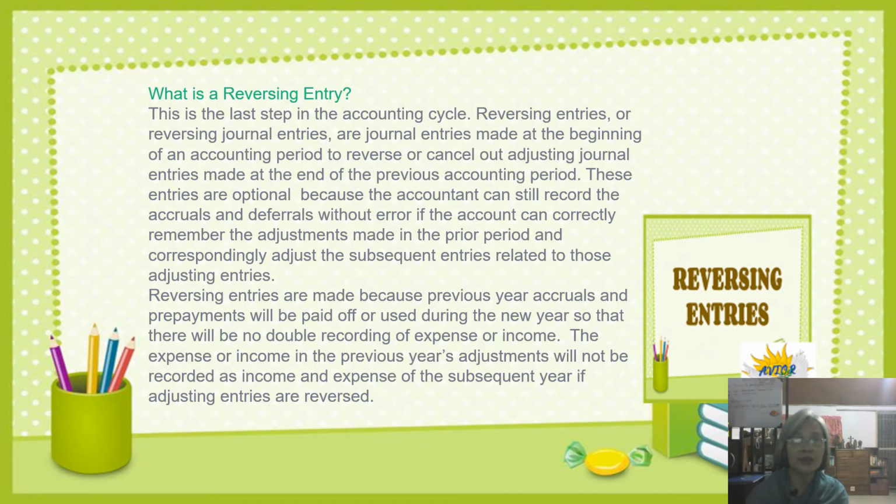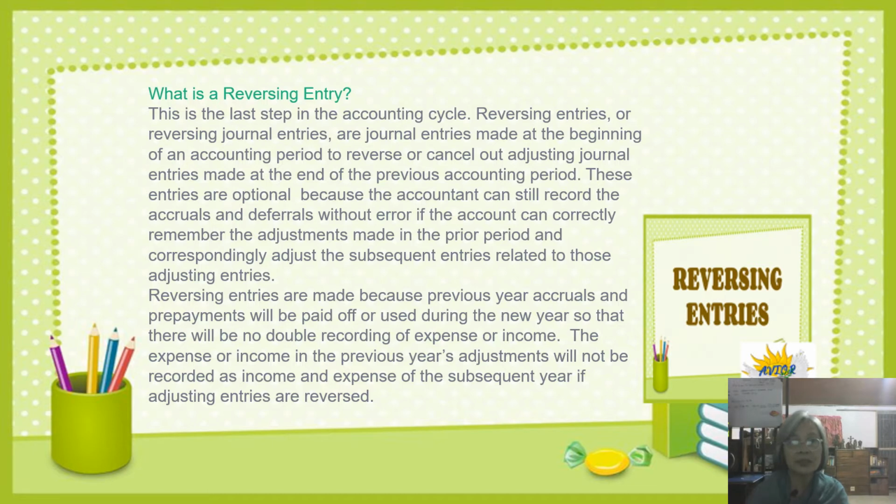Reversing entries or reversing journal entries are journal entries made at the beginning of an accounting period to reverse or cancel out adjusting journal entries made at the end of the previous accounting period. These entries are optional because accountant can still record the accruals and deferrals without error if the accountant can correctly remember the adjustments made in the prior period and correspondingly adjust the subsequent entries related to those adjusting entries.